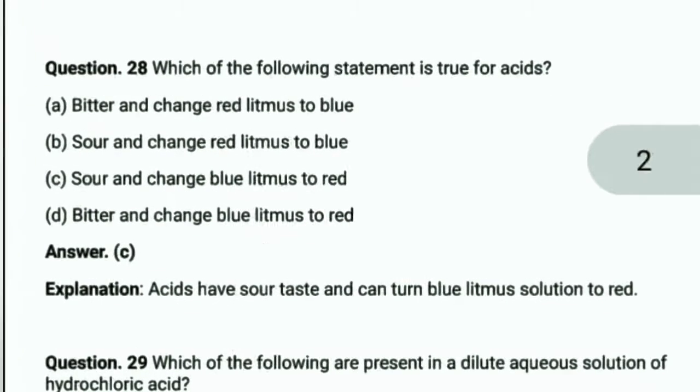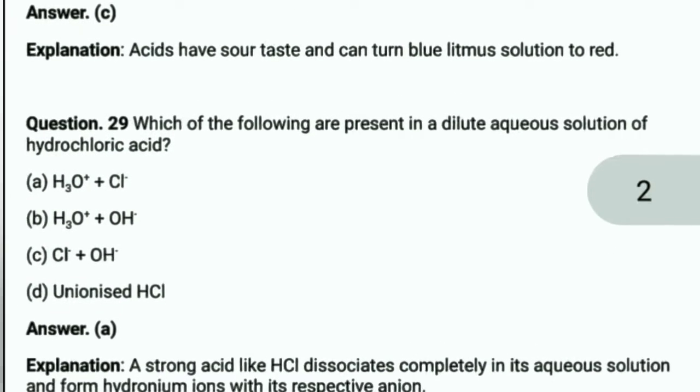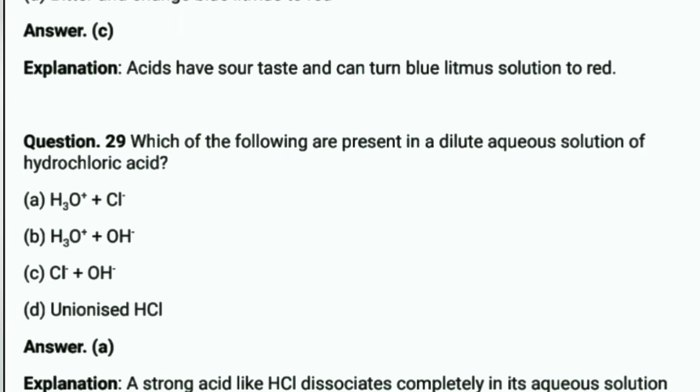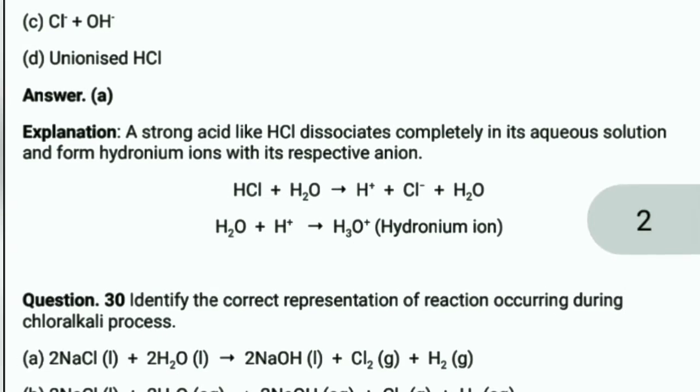Which of the following statements is true for acid? Sour and changes blue litmus to red. Explanation. Acids have a sour taste and can turn blue litmus solution to red. Which of the following are present in a dilute aqueous solution of hydrochloric acid? H3O+ plus Cl-. Explanation. A strong acid like HCl dissociates completely in its aqueous solution and forms hydronium ion with its respective ions.